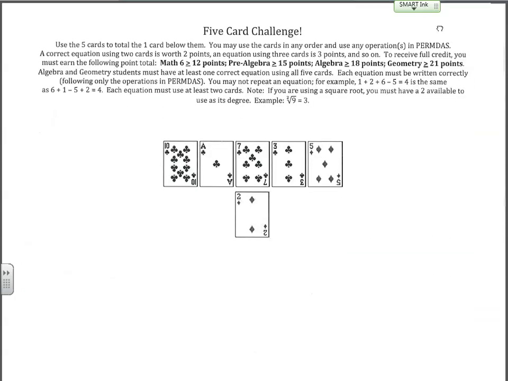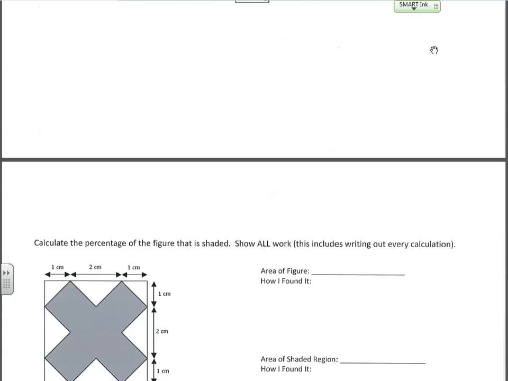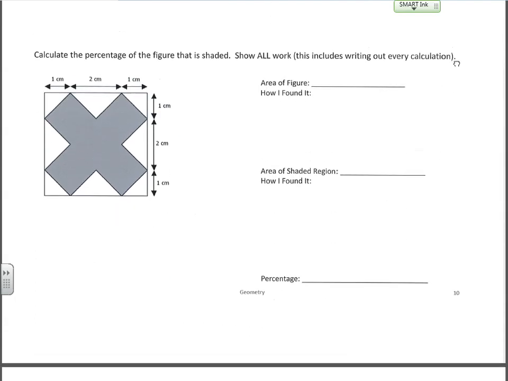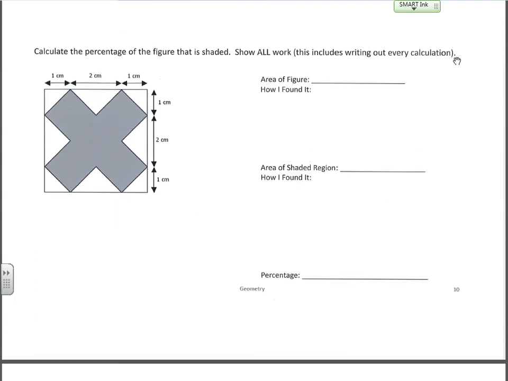On to our 5-card challenge. We've got an ace. Make a 2. Not much more to say about this question here. Percentage of the area that is shaded. Very topical, very good timing for this, as we just finished up our unit on special right triangles.